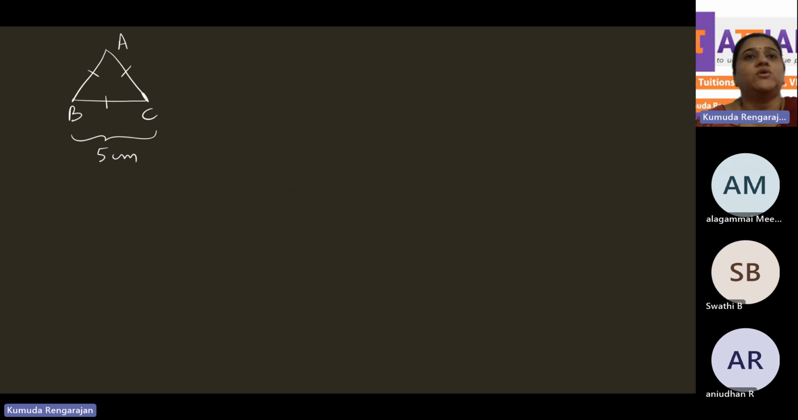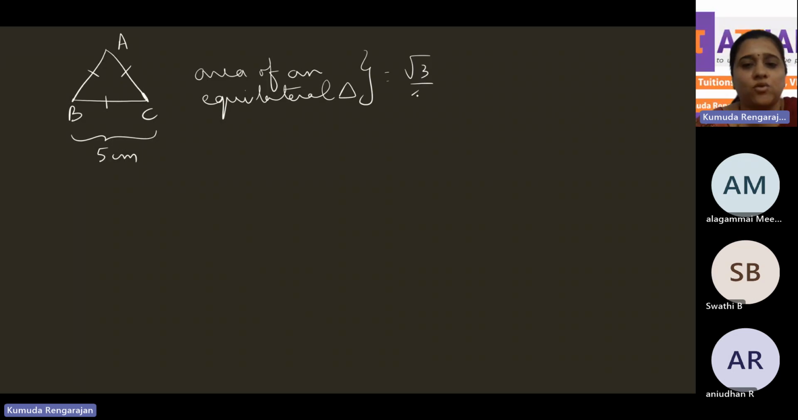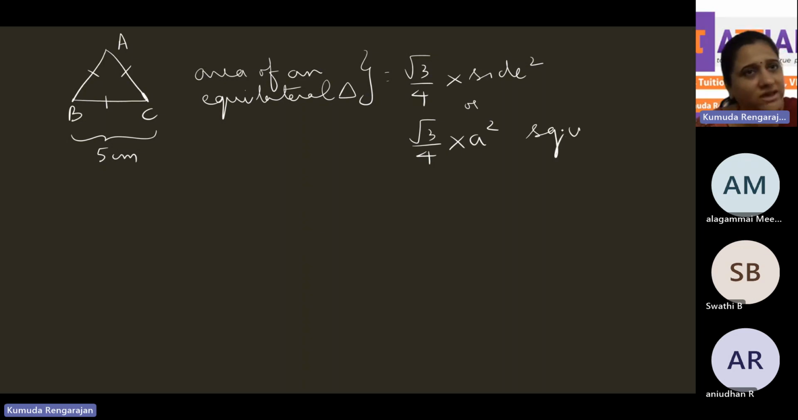Okay, root 3 by 4 into side square. Area of an equilateral triangle is given by the formula root 3 by 4 into side square. Or you can write root 3 by 4 into a square, square units. Side is a, so a square, like you say area of a square is a square. What's the formula to find the area of a square? A square, side into side, a into a. So like that.